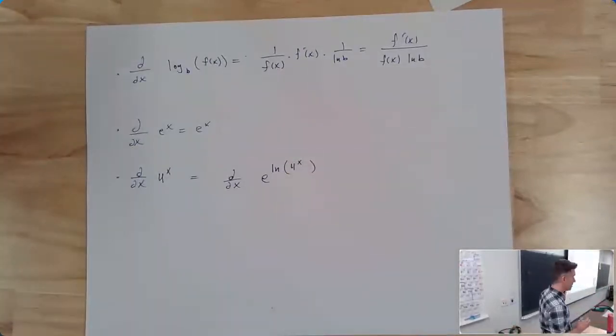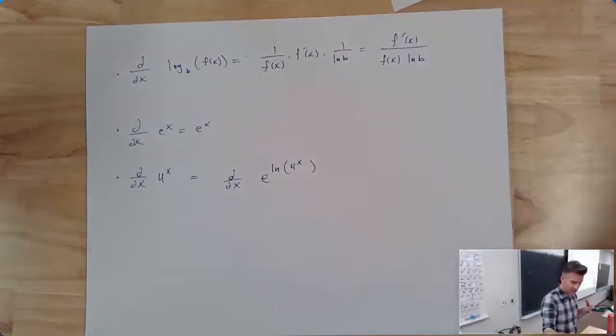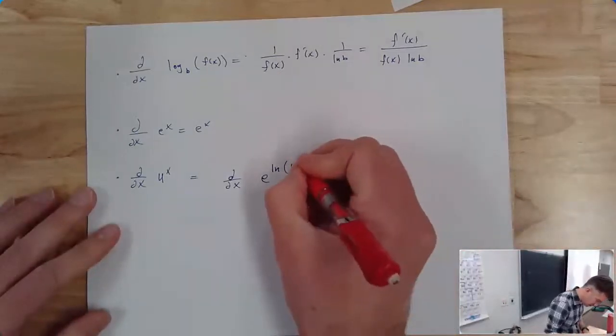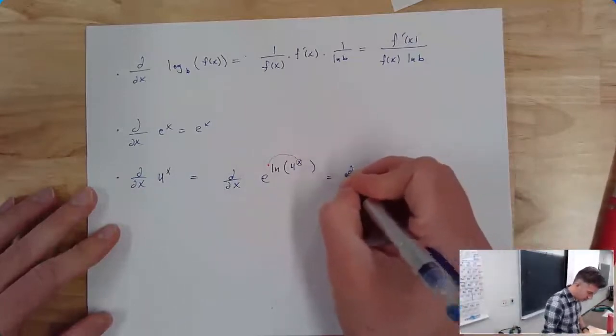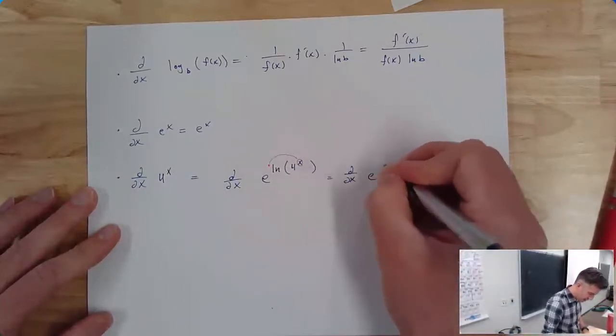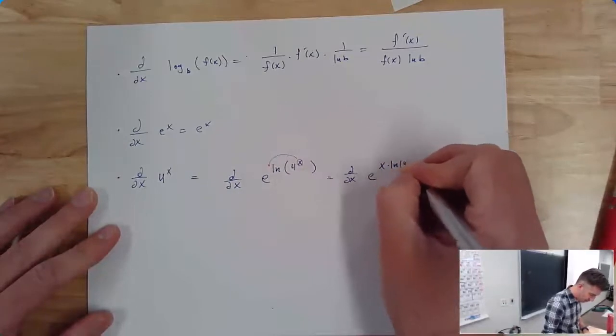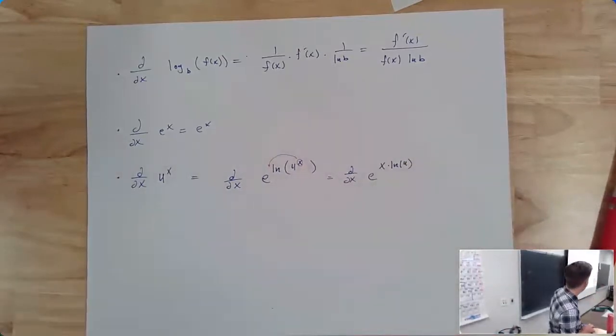Right, totally allowed. E to the natural log of some stuff is just the stuff. But then we're going to use our logarithm properties and say, oh yeah, that x can come down in front of the natural log. And so really we have got the derivative of e to the x times natural log of 4.